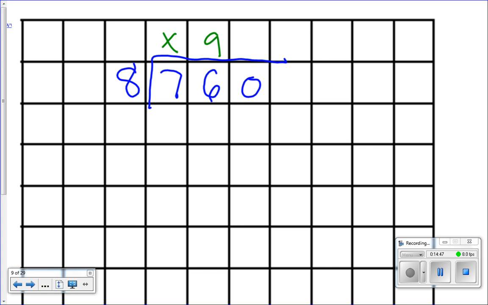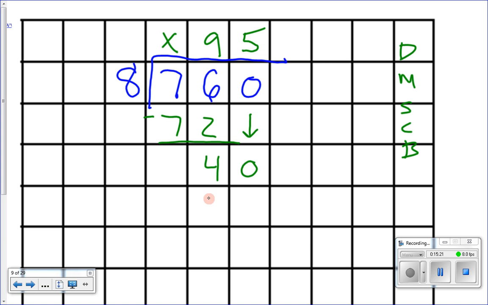And I bet you thought I was going to forget to write down the steps again. Does McDonald's sell cheeseburgers? 9 times 8, 72. 76 minus 72, 4. 4 is less than 8. I'm good there. Let's bring down the 0. 40 divided by 8, 5. 8 times 5 is 40. So we have a remainder of 0.